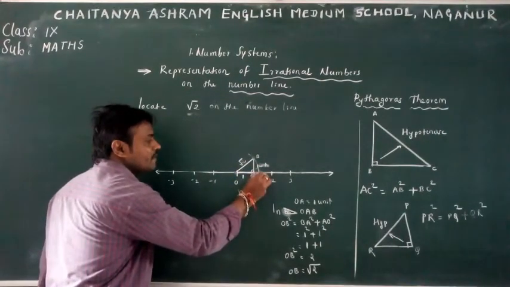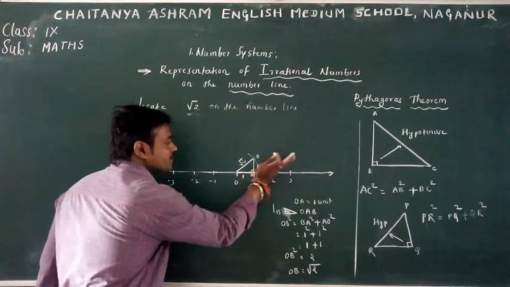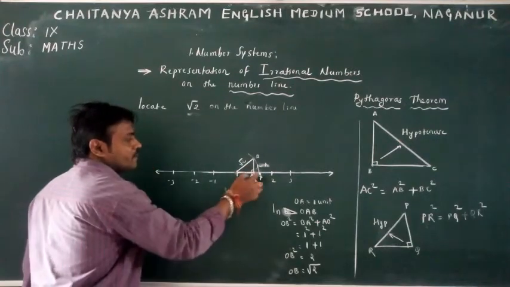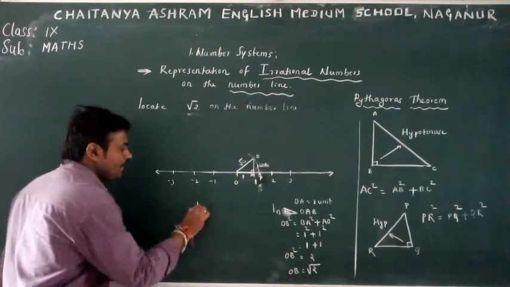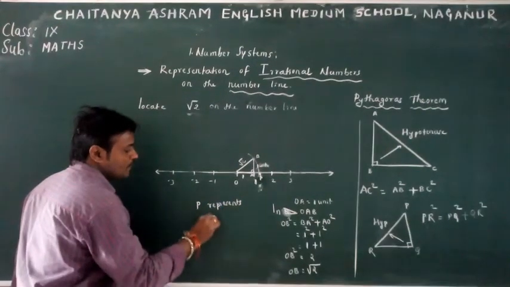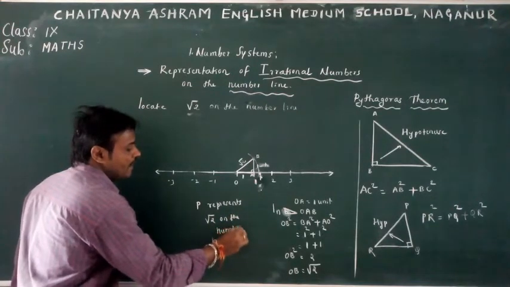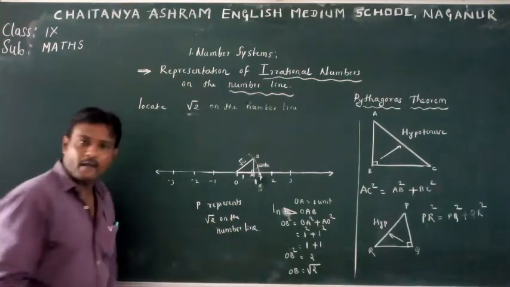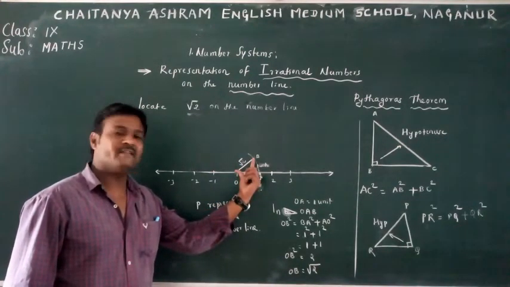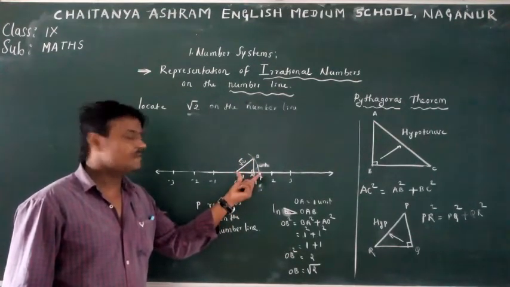Say this point is P. Yes, P represents root 2 on the number line. Clear? This is OB, what is its length? Root 2. OB is the same as OB. So this is also root 2.